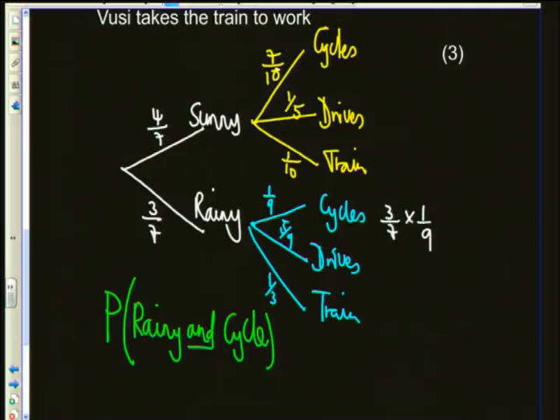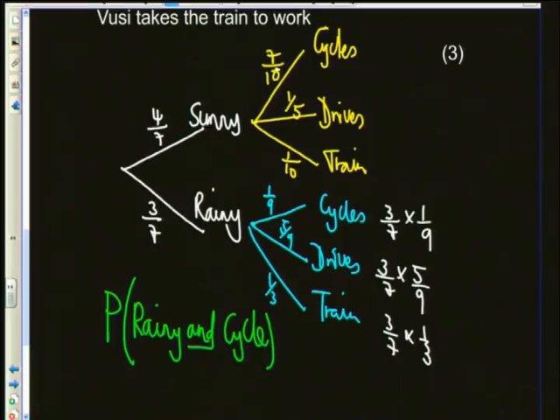Okay, and the probability of rain and driving would be 3/7 times 5/9. And the probability of there being rain and Vusi riding the train would be 3/7 times 1/3. Okay, so just showing you how the different probabilities work.